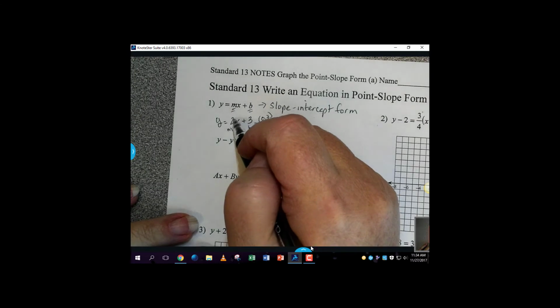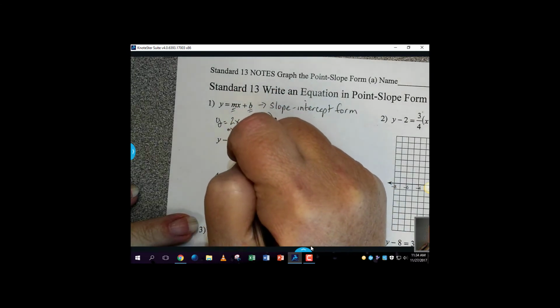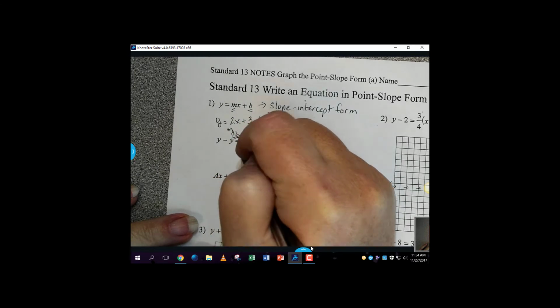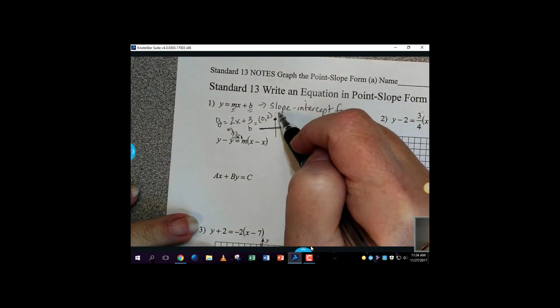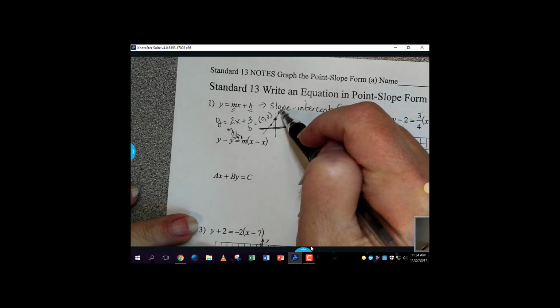My slope tells me my rise over my run. So this tells me go up by 2 and right by 1. So I would go up 2, right 1, or I would go down 2, left 1. Okay?